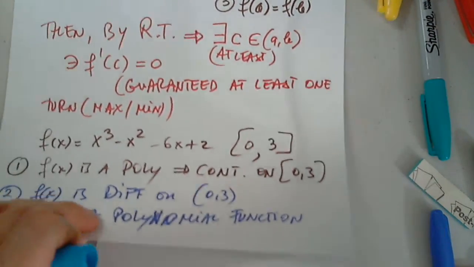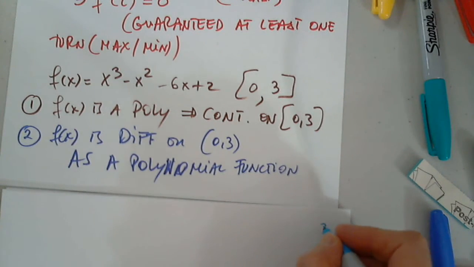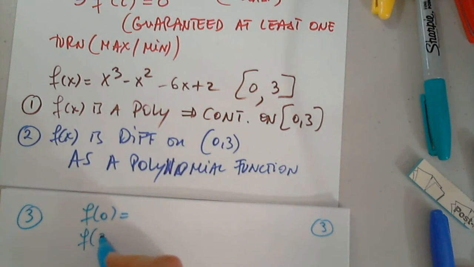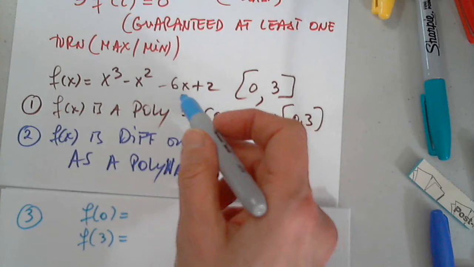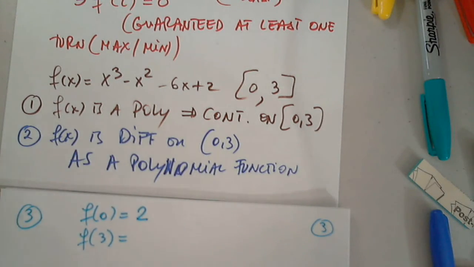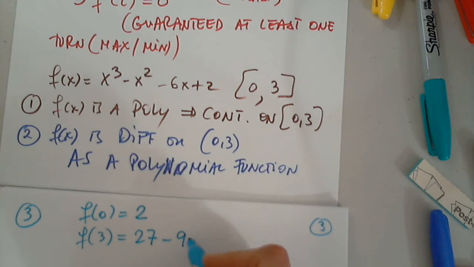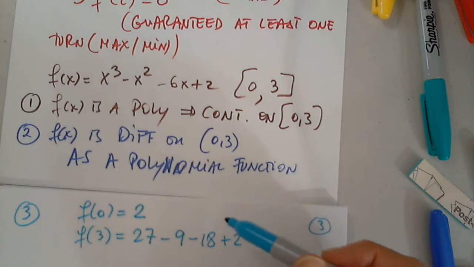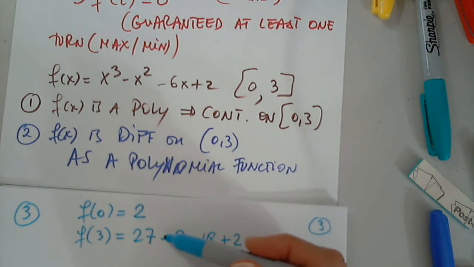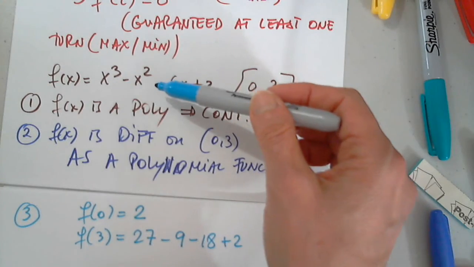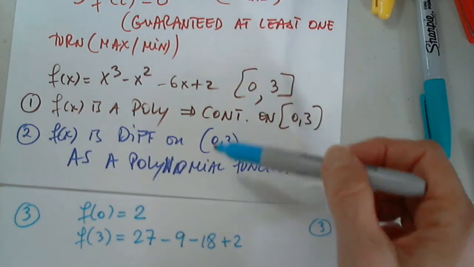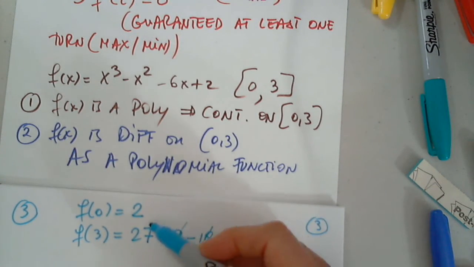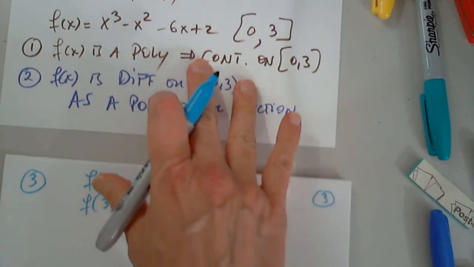And now I have to test number 3. I don't know if number 3 is okay. I have to find f of 0 and f of 3. f of 0 is 2 for sure. Now for f of 3, I don't know: 27 minus 9 minus 18 plus 2. Am I correct? Is this 2? Yes. So all conditions are fulfilled.